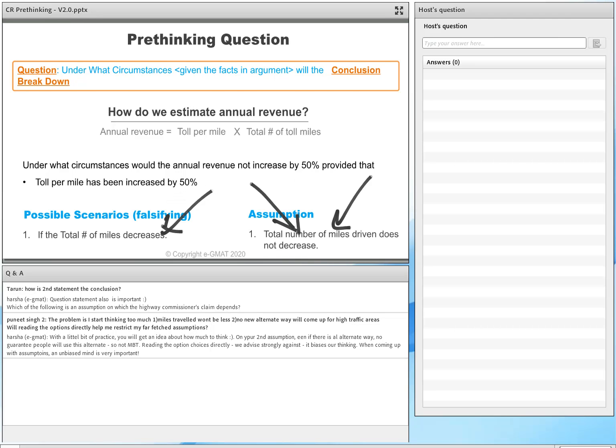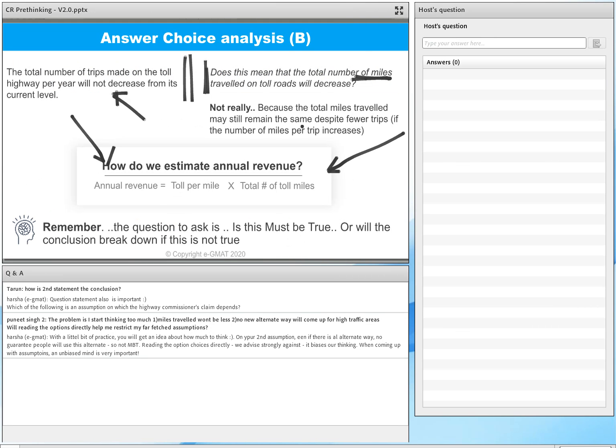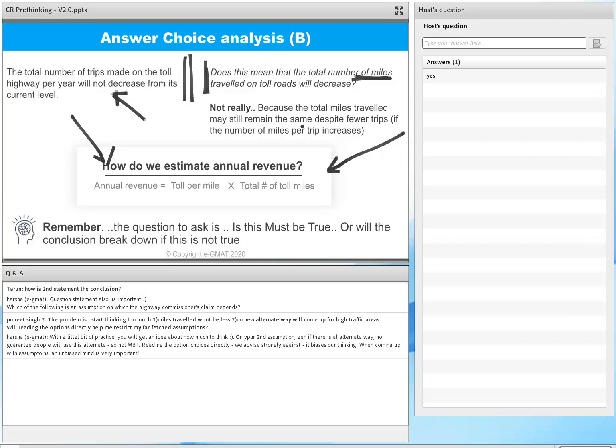Okay. Let's go to choice B. People who chose choice B, can you really see why choice B is wrong? Why? Because it doesn't satisfy the must be true condition. Because even if the total number of trips go down, then miles per trip can go up. Okay. The question is, is this a must be true?